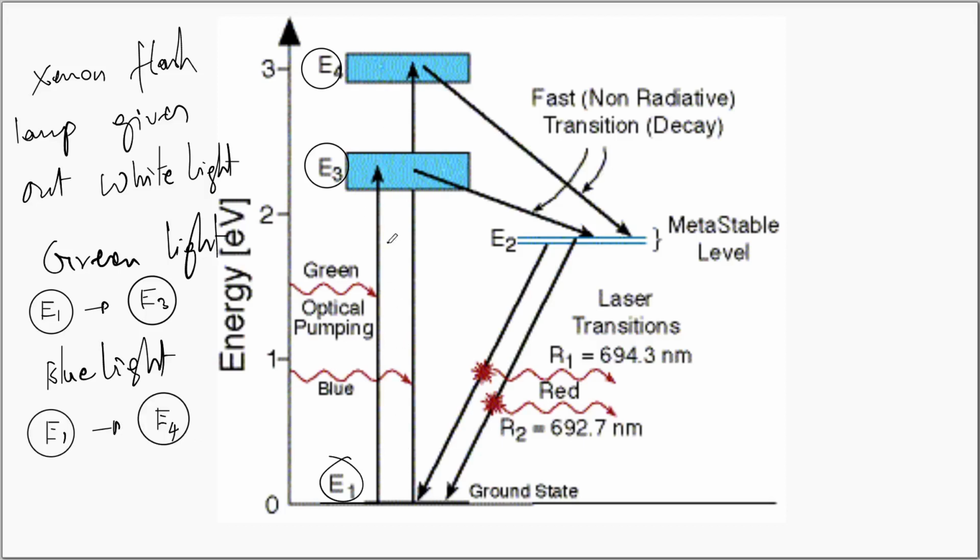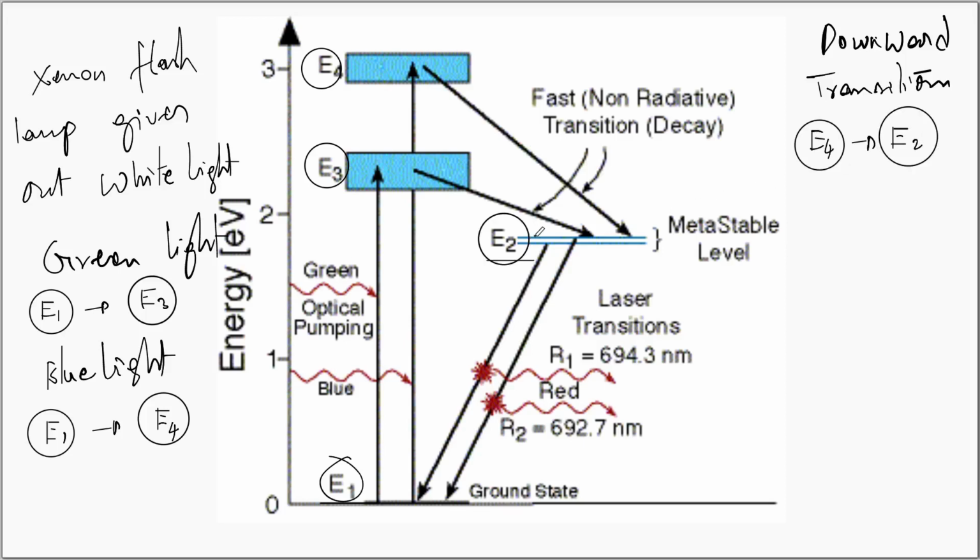So this is how the excitation takes place, or the upward transition takes place. From E4, the electrons will make a non-radiative transition to E2. This is a downward transition. So from E4, a downward transition to E2 occurs.